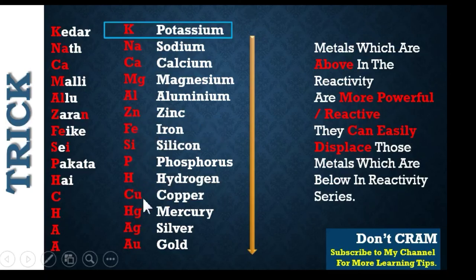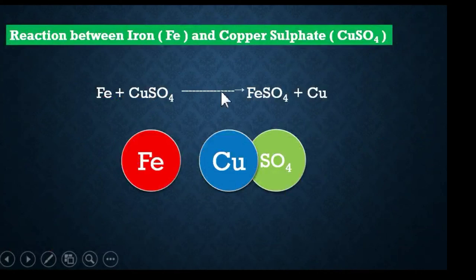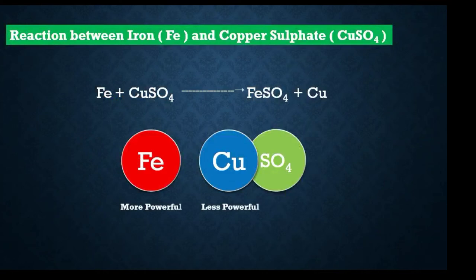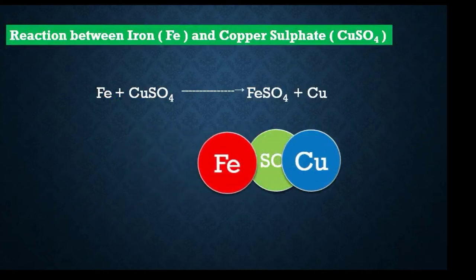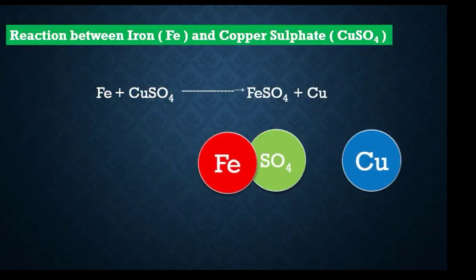So that's why in this reaction, whenever we react iron with copper sulfate, the iron, which is more powerful while the copper is less powerful, can easily displace the copper from its position. So it will form the compounds FeSO4 and Cu.